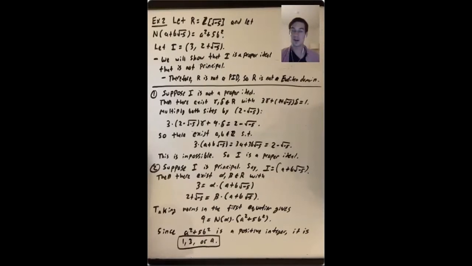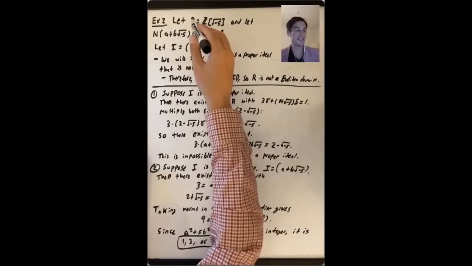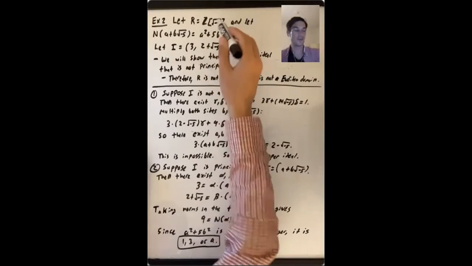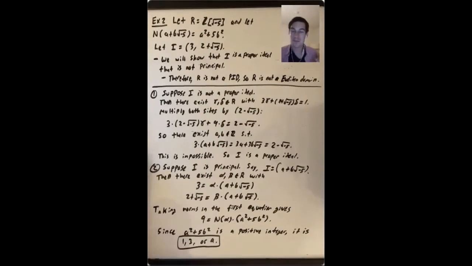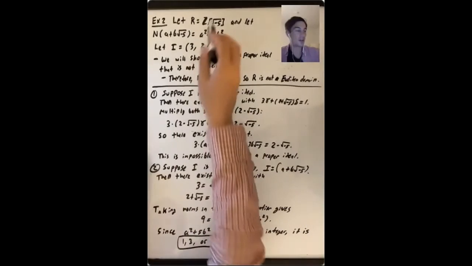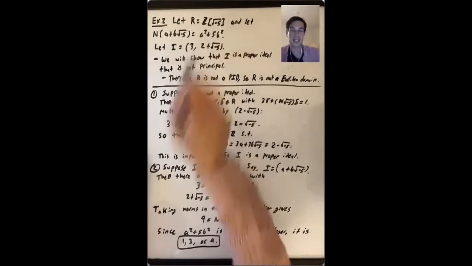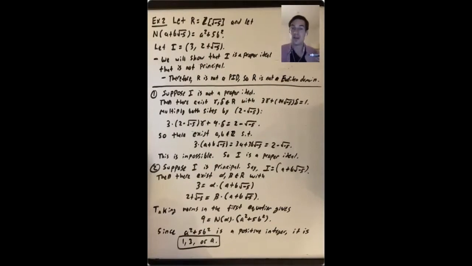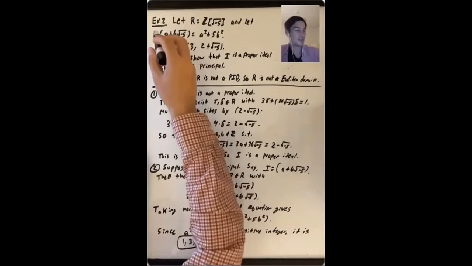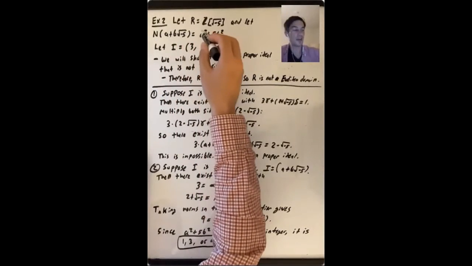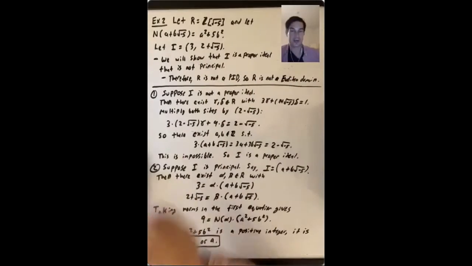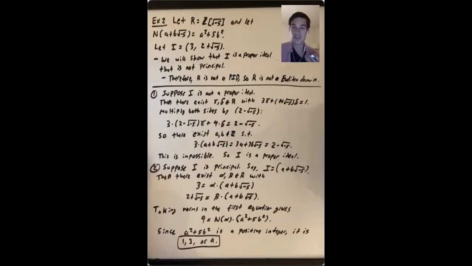Let's consider our next example. Let's say that R is Z adjoin square root of minus 5. And remember, we have this norm function on Z adjoin square root of minus 5 that comes from the field norm. So the norm of a plus b square root of minus 5 is a squared plus 5b squared. So this is this field norm, or this norm on this ring.